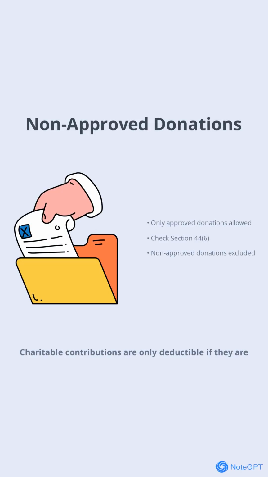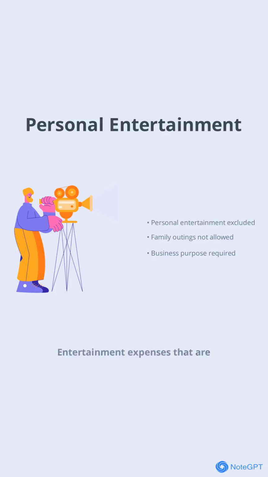Charitable contributions are only deductible if they are approved under Section 44(6) or gazetted by the authorities. Donations to non-approved charities, no matter how noble, are not deductible. Always check the approval status before claiming any donation as an expense. Entertainment expenses that are not related to business purposes, such as entertaining family members, are not deductible. The law is strict about separating personal enjoyment from business activities. Only entertainment that directly serves a business purpose can be considered.